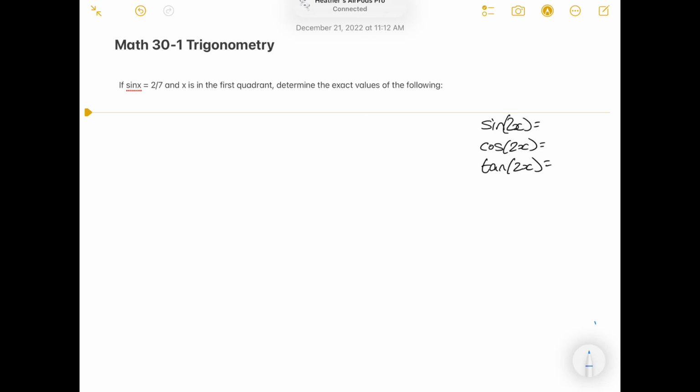All right, so let's look at this question here. If sine x equals 2 over 7 and x is in the first quadrant, determine the exact values of the following. Here I have sine 2x, cos 2x, and tan 2x. There are different things I might be asked. I could also find just cos x or just tan x, and maybe I'll do those as well, just to show the full progression of all the things that we can solve when we have this type of question.